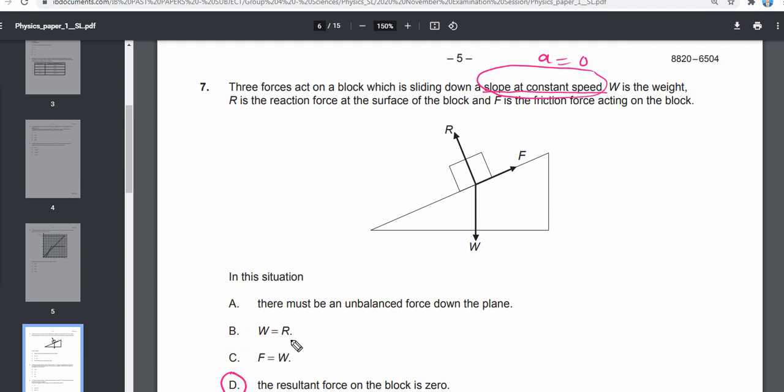So option B says that W is equal to R. So W is not equal to R. R is equal to this force over here. Okay, and then over here it says F is equal to W. So F is going in this direction. F is equal to the force over here. It's not equal to W. Okay, so option B is wrong, option C is wrong, option A is wrong. Option D is the correct one, because the object is sliding downwards at a constant speed, so its acceleration is 0. When acceleration is 0, the resultant force is 0. So this is how we'll think while doing the question.